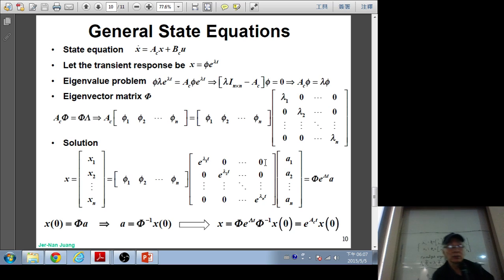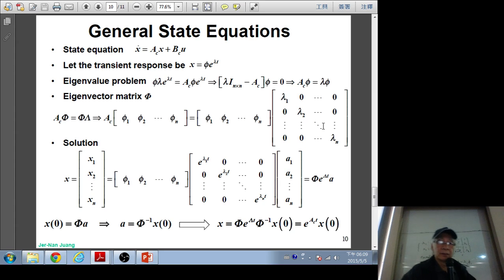All right. So the general equation for any state equation, x dot equal to AC x plus BC u, we can also solve the same way, x equal to phi e to the lambda t, and then the eigenvalue problem will be phi lambda e to the lambda t equal to AC phi e to the lambda t, then lambda I, the n by n matrix, minus AC. The example I give is just 2 by 2, but if AC is an n by n matrix, then AC times a capital phi equals capital phi lambda, with phi 1, phi 2 to phi n. I have n eigenvectors and n eigenvalues, and these n eigenvalues are the diagonal.